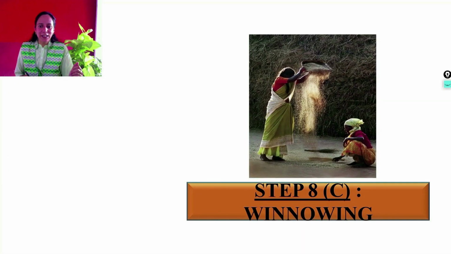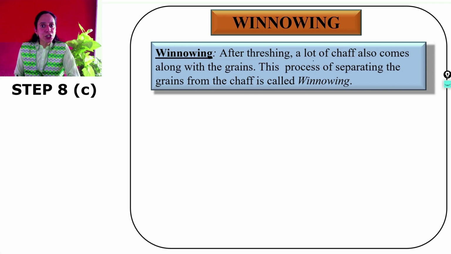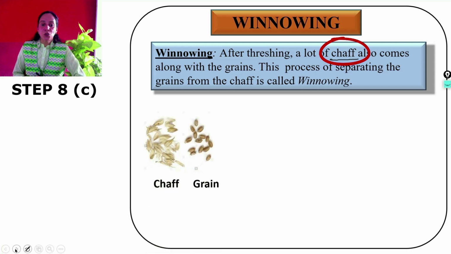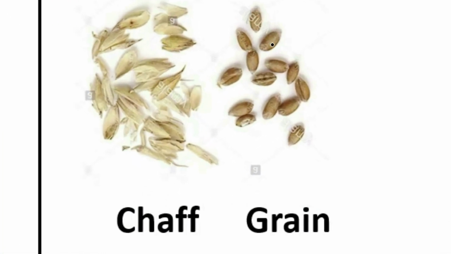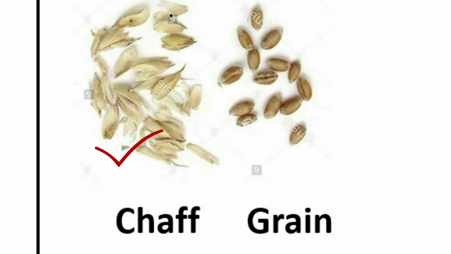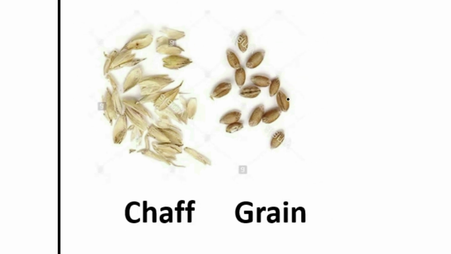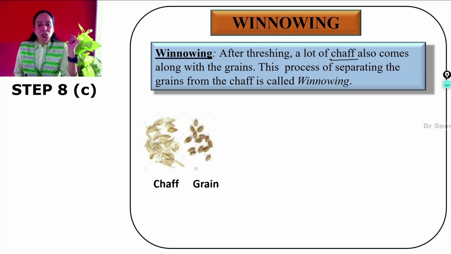Next step, winnowing. You have basic idea about winnowing. After threshing, a lot of chaff also comes along with the grains. This process of separating the grains from the chaff is called winnowing. Chaff is a new term for my students. So let me show you the picture. This is chaff, the basic covering of the grain. Each grain is covered with the proper covering and that is called chaff. So winnowing is the process of separation of grains from the chaff.